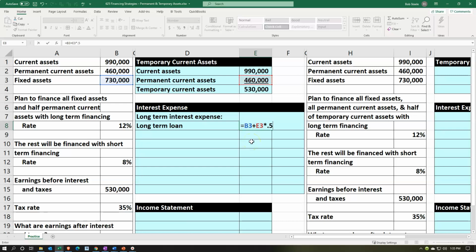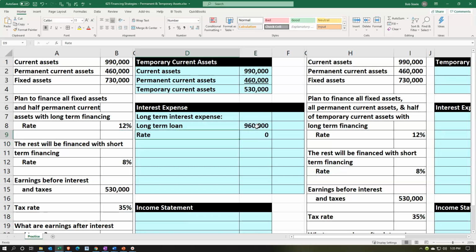We don't need brackets because of the order of operations. It'll do the multiplication before the addition, but it might make sense to see the brackets here. We're going to take half of that number and then add the other number to it. And then we're going to say there's the $960,000. The rate then, let's pick up the rate that we're going to be applying here. That's going to be the 12%.